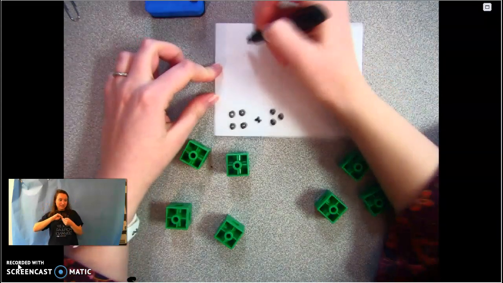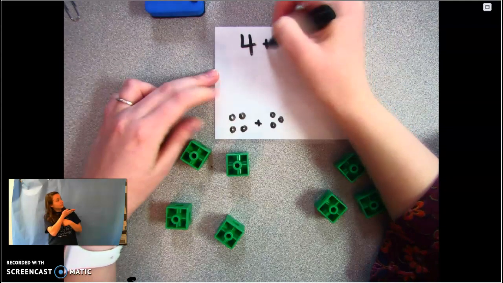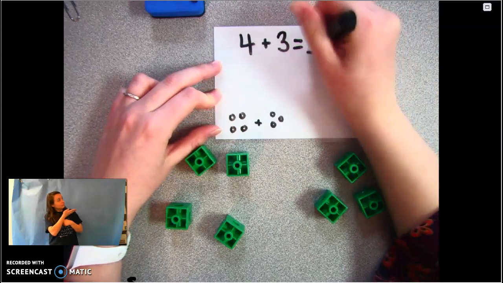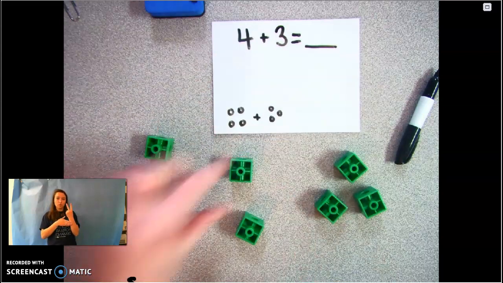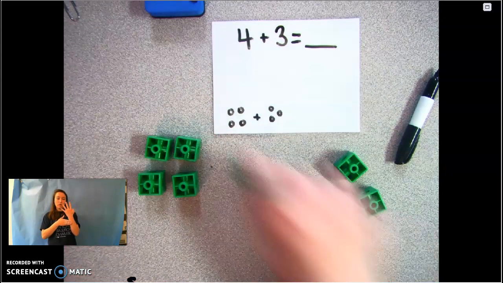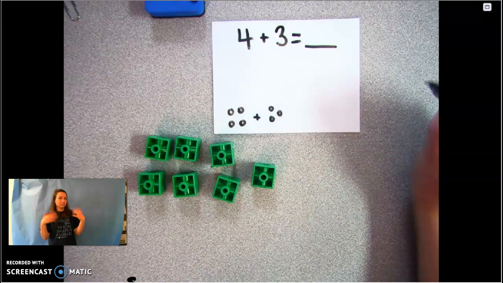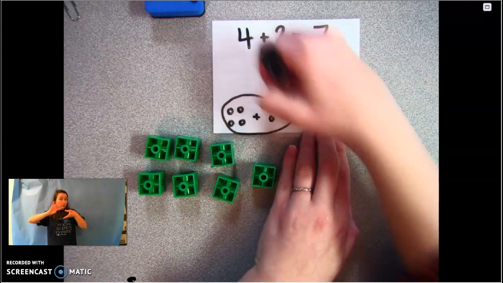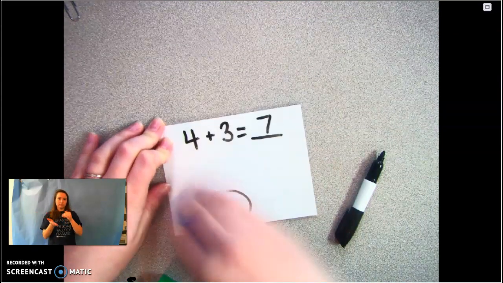So let's write our number sentence first so we don't forget. So we had our 4 flowers plus our 3 flowers, and then we want our equal sign, and we're going to find our answer. So let's practice. Let's count. 1, 2, 3, 4, 5, 6, 7. So what's my answer? 7. So I have all together 7 flowers. All right, reset your board. So erase.